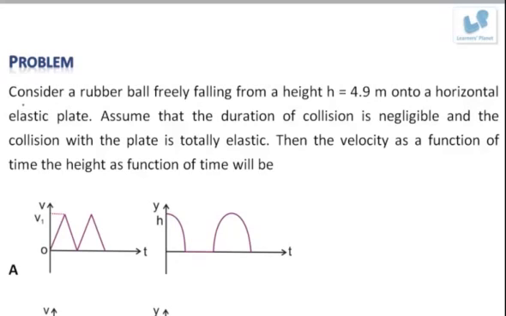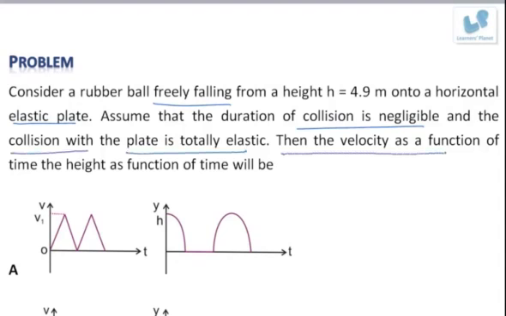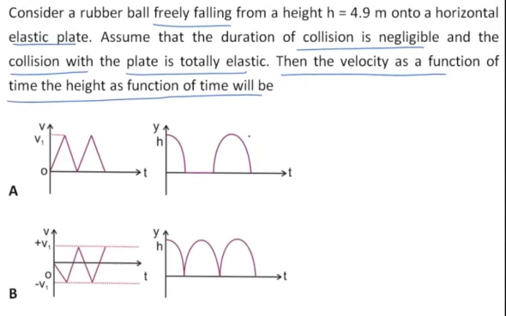Next problem. Consider a rubber ball freely falling from a height h equal to 4.9 meters onto a horizontal elastic plate. Assume that the duration of collision is negligible and the collision with the plate is totally elastic. Then the velocity as a function of time and the height as a function of time will be.